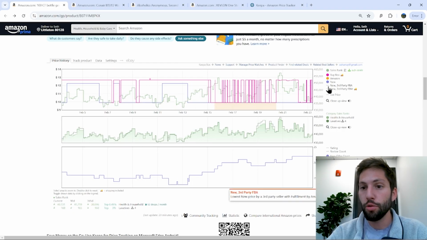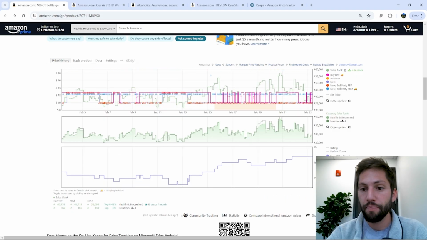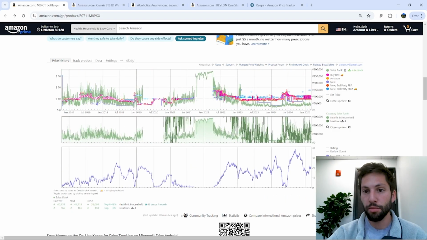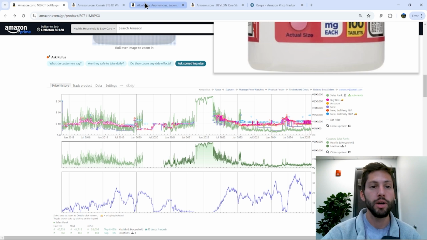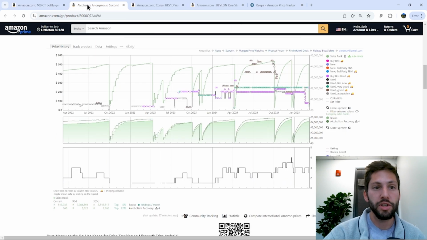So that's the lowest new price. This is the lowest FBA price, and this is the FBM price. So that's a basic summary of this product. We're going to move on to, well, this was going to be the next one.